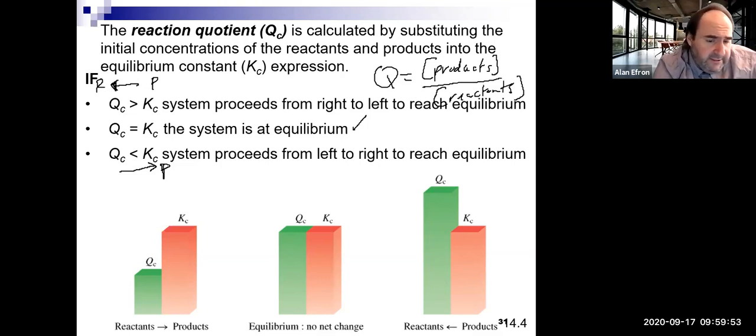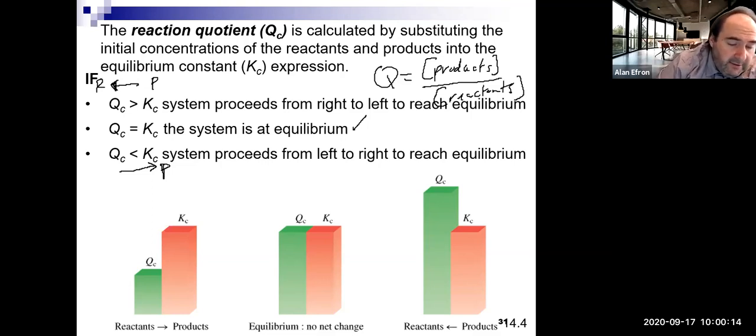Another place that we will see it is later on in the chapter when we start doing ICE tables and stuff like that. Sometimes it's important to calculate Q to make sure that you're not at equilibrium. And if you're not at equilibrium, it's important to know which way you need to go to reach equilibrium. So later on, we'll see that as well.